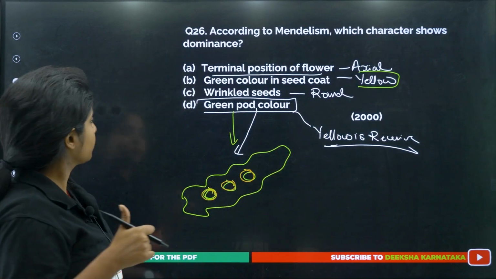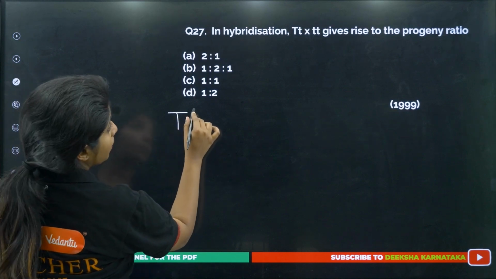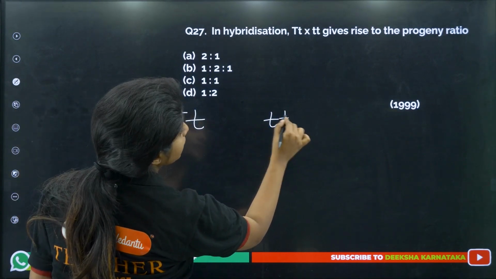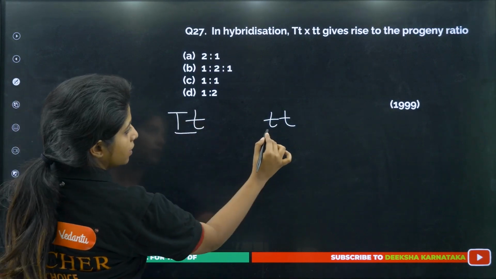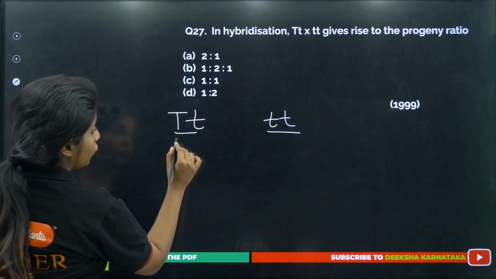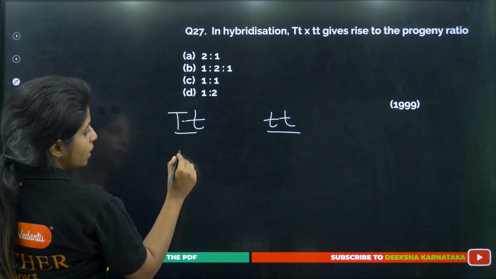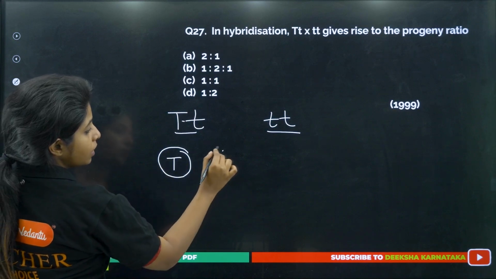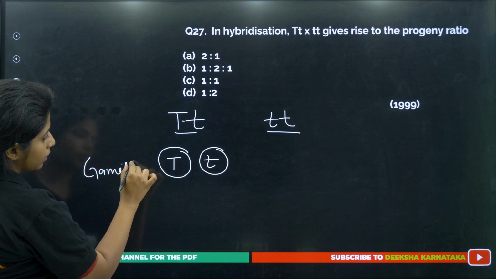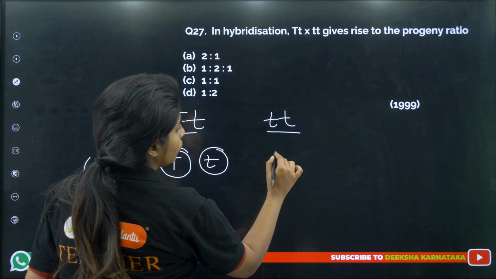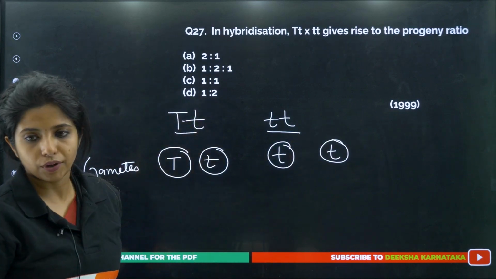Okay, works, cool. Chalo. In hybridization, capital T small t and small t small t gives rise to what progeny ratio? Let's see. This is the parent, this is the parent. You have to make the gametes. For making gametes, this is on one chromosome, this is on one chromosome. Either this chromosome can go or this chromosome can go. So I am writing either the gamete can have capital T or the gamete can have small t. These are the gametes, children. Going ahead, again over here, it can be small t or it can be another small t that you have over here.